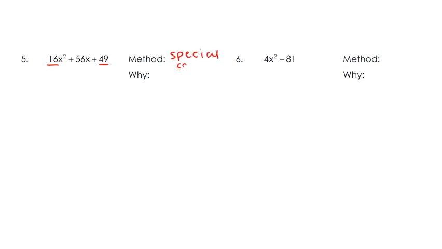Now, if you remember from when we did the notes, if you don't like special cases, that's okay. You can also do the AC method because, again, A is not 1 in this case. So you could do the AC method if you wanted to. Special cases is extremely, extremely fast to find your answer here. So remember, we're doing this because A and C are perfect squares.